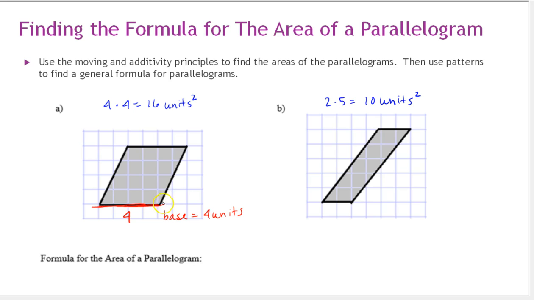Now this side right here isn't 4 units, it's going to be longer. But the other 4 units is coming from what we call the height, and that's the perpendicular distance from one base to the other. Notice this distance is 1, 2, 3, 4. So if we call this value the height and this value the base, the area equals the base times the height.